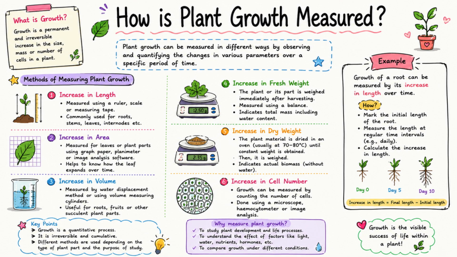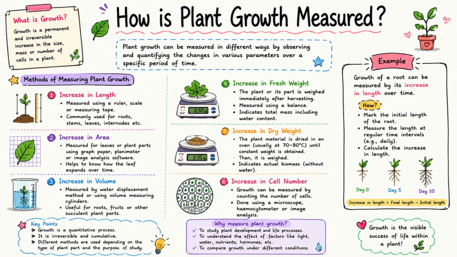Plant growth can be measured in different ways depending on which part of the plant is growing. We can measure growth by observing the increase in length of a plant part such as the root or stem. We can also measure the increase in area, for example the increase in leaf area. Growth can be measured by an increase in volume when the size of a plant organ becomes larger. Another method is measuring fresh weight, which tells us the weight of the plant including the water present in its tissues.